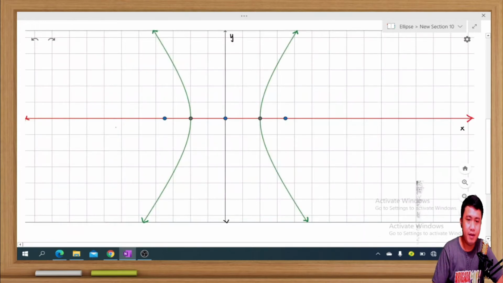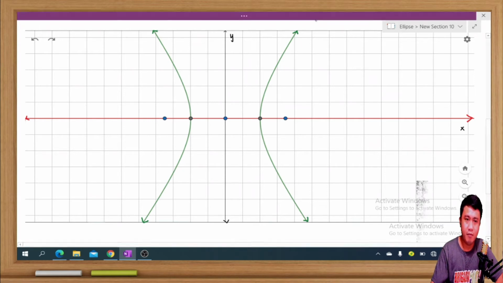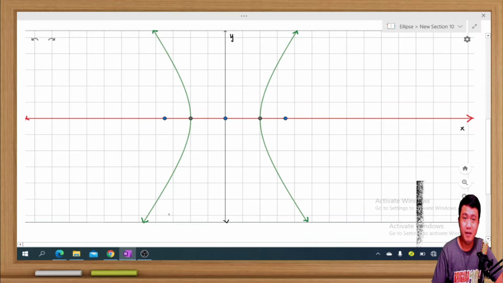Suppose we have here the graph of a hyperbola. Kung papansinin ninyo, kakaiba talaga ang graph ng hyperbola. Dalawang parabola. Yung isa opens to the right, yung isa naman opens to the left. Pero yung hyperbola, pwede rin po siyang opens upward, pwedeng opens downward. Ano yung sinasabi ko sa inyo na definition ng hyperbola?